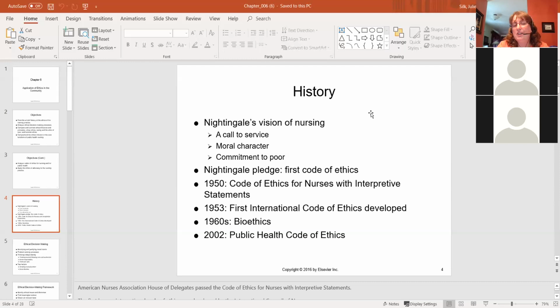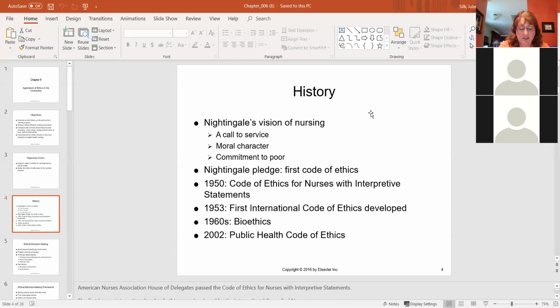And then back in the 1950s, there was an actual code of ethics for nurses that was written with interpretive statements. This was done by the American Nurses Association, and they passed it through their House of Delegates. So it was voted on. And then in 1953, the first International Code of Ethics was developed. This was developed by the International Council of Nurses.